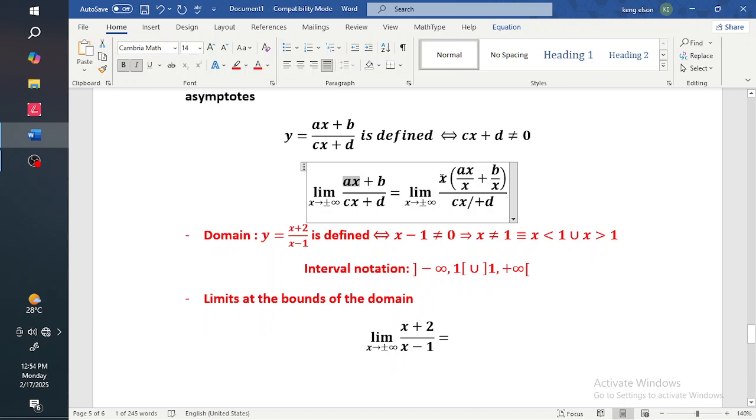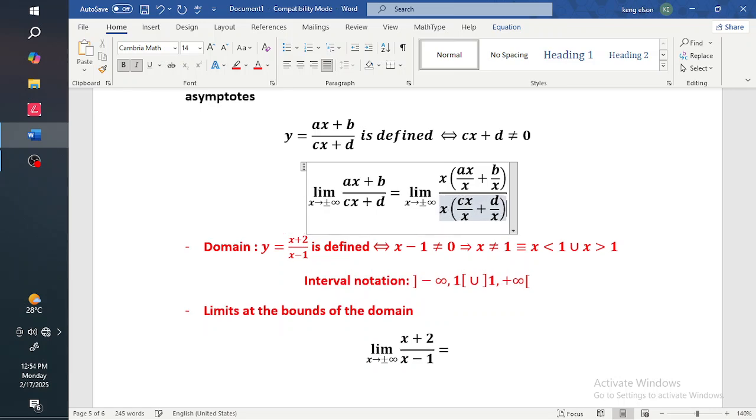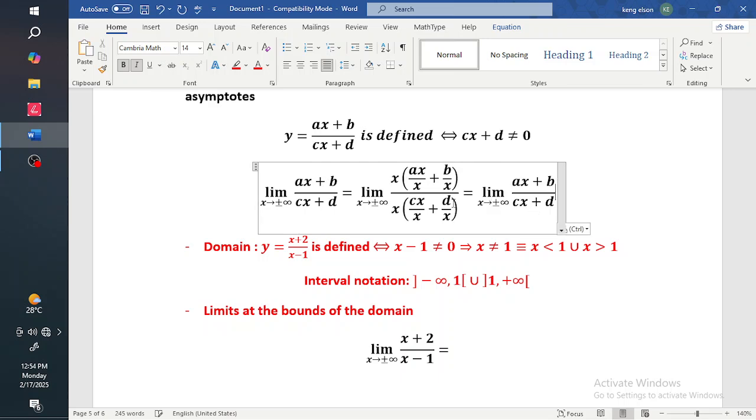So the x is outside. If I multiply this x outside here with the ax on x, I'm going to be left with ax. If I factor out x from b, the result is b over x. So that if I multiply the x with the b over x, I get b. Now I'm also going to factor out the highest power of x in the denominator, which is x. Now if you factor out x from cx, the answer is cx on x. If you factor out x from d, the answer is d on x. So this is going to give us the limit.